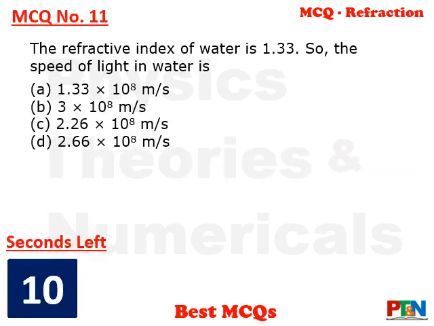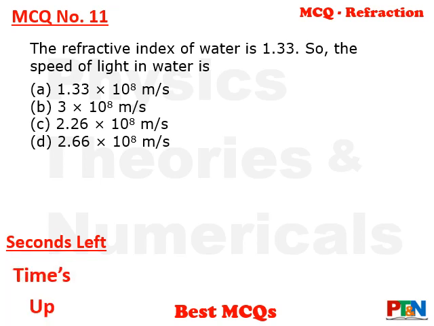Next MCQ. The refractive index of water is 1.33. So the speed of light in water will be, three options given, small calculation, easy one. Your timer for 10 seconds starts now. Time's up. Hope you got your answer. Let's see the correct option.